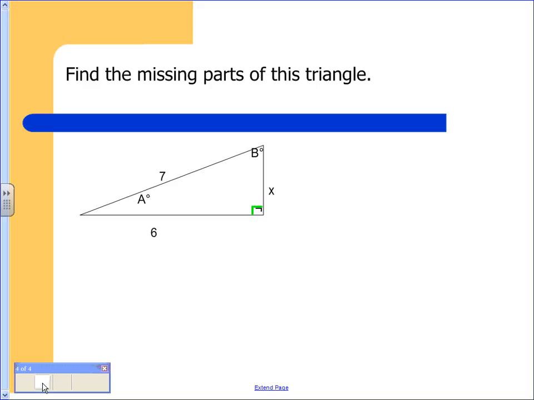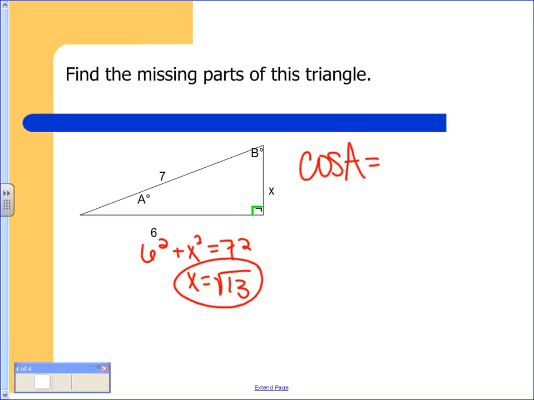Okay. Any ideas how to find x? What did you get for x? Square root of 13. Does that make sense? Any questions on x? Okay. What is different about the A and the B? Okay. You want to use sine, cosine, or tangent? Cosine. What is the cosine of this angle? 6 or 7?